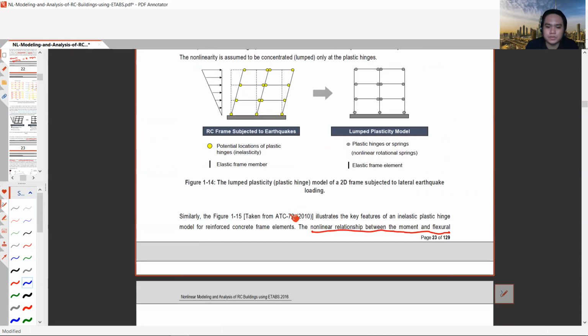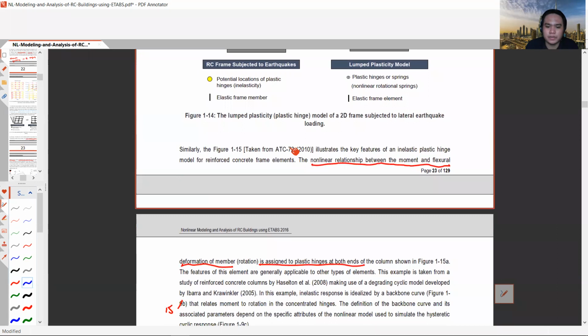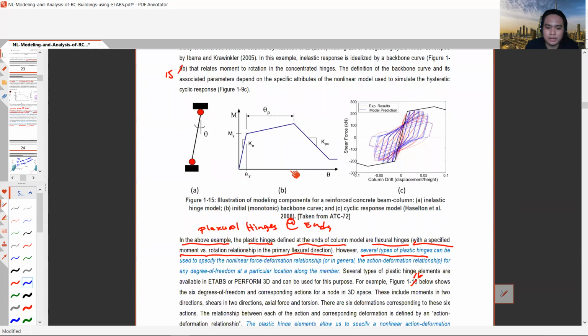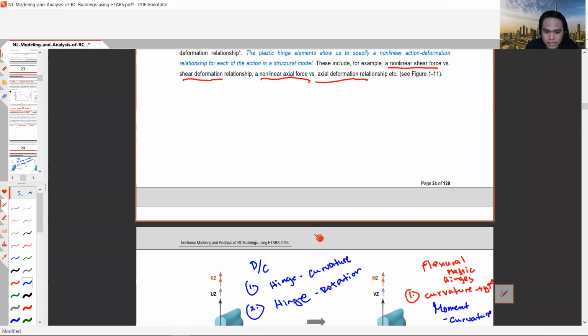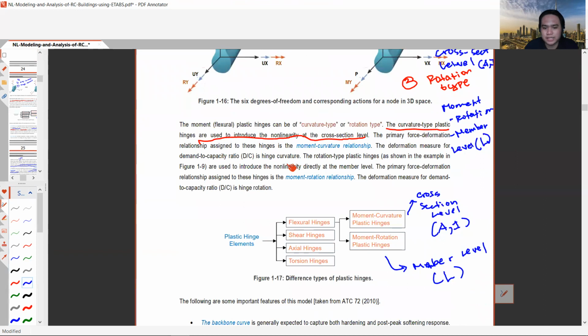Okay. So next is we have different plastic hinges to capture different types of force deformation relationship. Okay, so we have flexural hinges, shear hinges, axial hinges, and torsional hinges. Okay, under the flexural hinges, meron pang two. Okay, we have the moment curvature plastic hinges and the moment rotation plastic hinges.